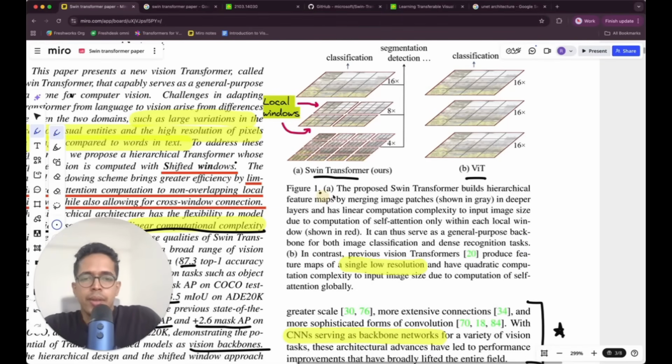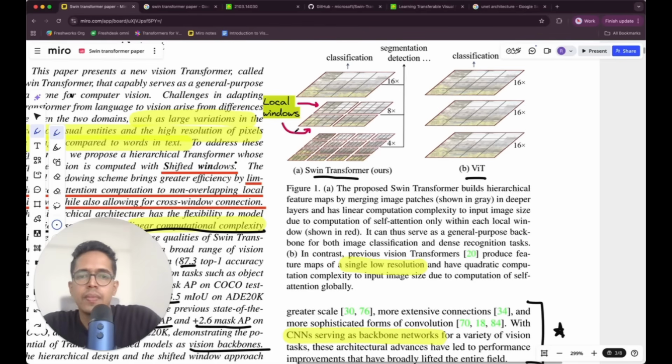So figure 1, the proposed Swin Transformer builds hierarchical feature maps by merging image patches shown in gray. So here when they say gray, they simply mean this. I think they have added a gray color layer. It's not very clear, but yeah, whatever. Shown in gray in deeper layers and has linear computation complexity to input image size due to computation of self-attention only within each local window. So this red color thing is a local window.